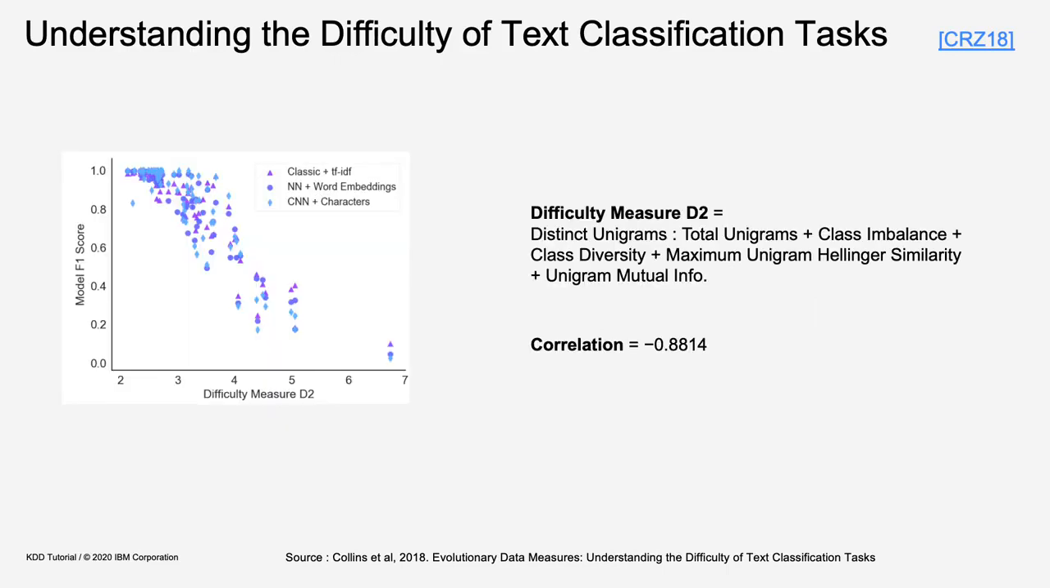Based on the experiments, the authors showcase the best metric they identified to describe the data complexity. On the right, you can see the metric which has a strong negative correlation of minus 0.88 with the model accuracy. For a qualitative analysis, we can look at the provided plot. On the x-axis is the difficulty of a dataset measured using the given metric D2, and on the y-axis is the F1 score of the models.